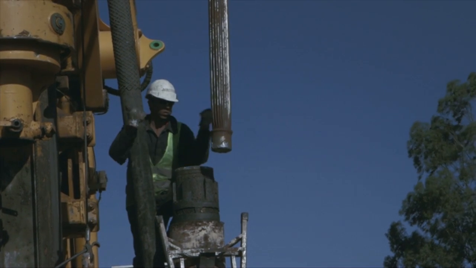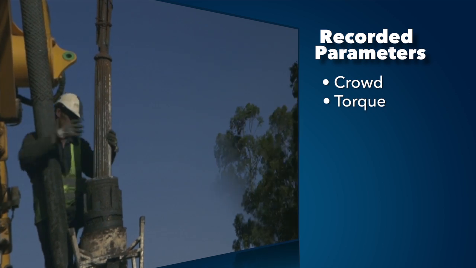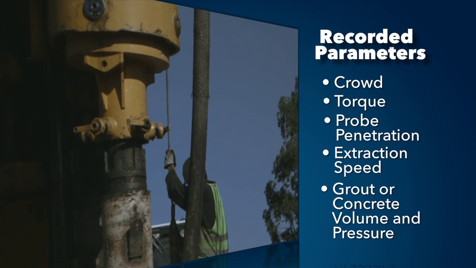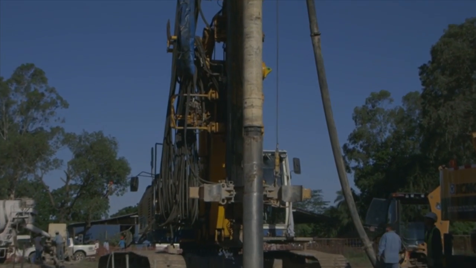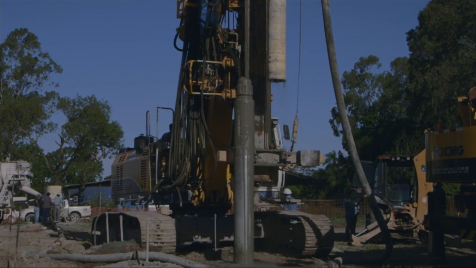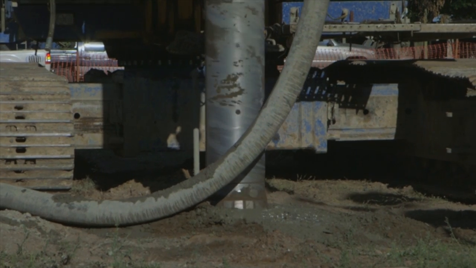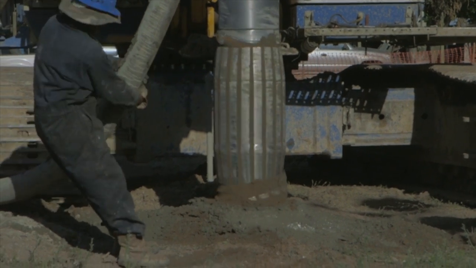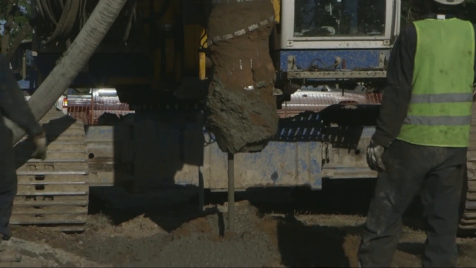Different parameters can be recorded during pile installation, such as crowd, torque, probe penetration, extraction speed, grout or concrete volume and pressure. These parameters provide valuable information to the machine operator, who can adjust the installation and pile construction process to the prevailing soil conditions. Also, interpretation of the measured parameters provides valuable information regarding the soil conditions along the pile shaft during installation. In many ways, the FDP system is an ideal complement to the EB pile system. Combination of the EB with the FDP results in an efficient foundation solution, especially in loose and medium-dense soils.